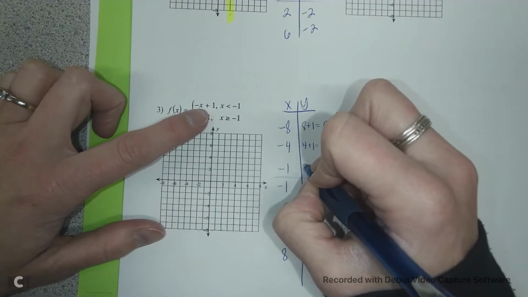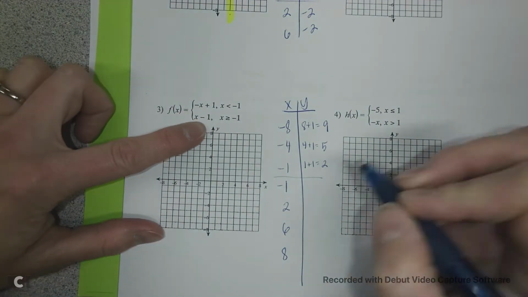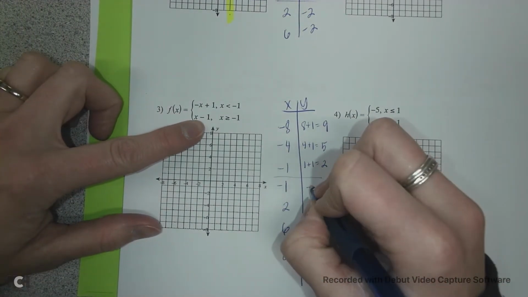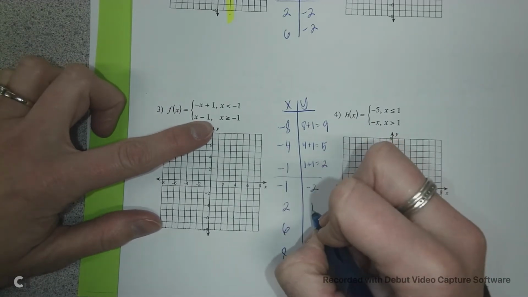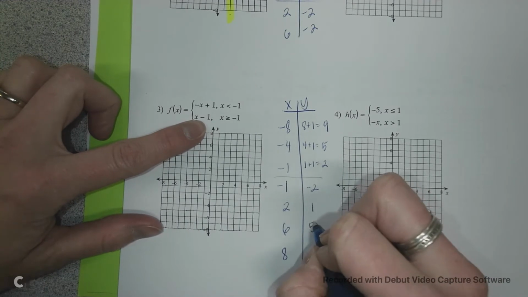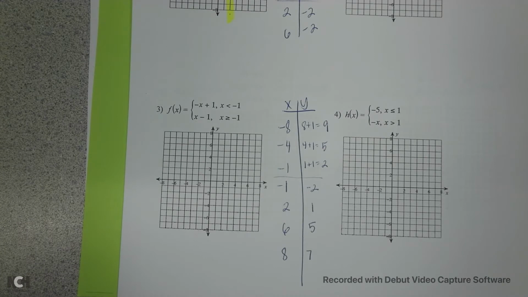-1 with this negative is a +1, plus 1 is 2. Then down here I have -1 minus 1 is -2. 2 minus 1 is 1. 6 minus 1 is 5. 8 minus 1 is 7. So now I've got some ordered pairs.